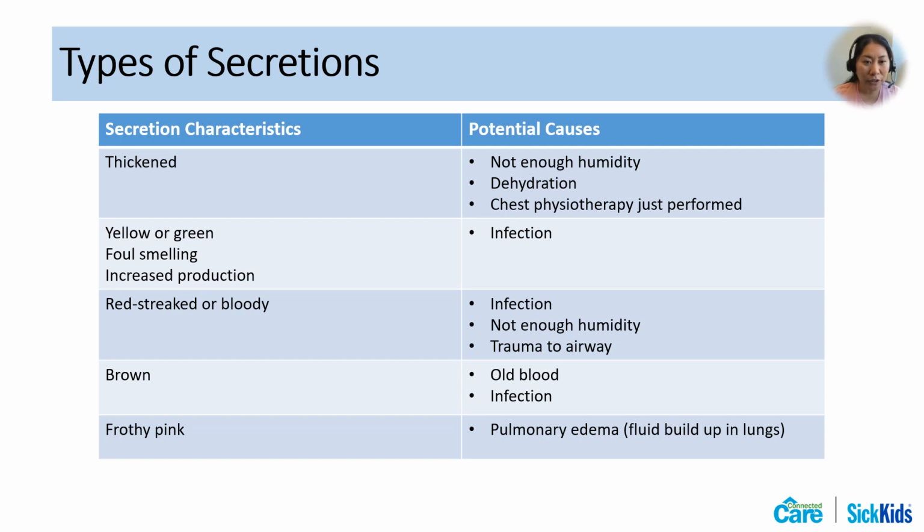The characteristics of secretions can give us a lot of information about the patient's clinical status. Thick secretions can be an indication of dehydration, chest physiotherapy just being performed, or even a lack of ambient humidity. Yellow, green, or foul-smelling secretions often indicate a respiratory infection. Blood in secretions can be a sign of airway trauma, a lack of humidity, or an infection. Brown-tinged secretions could be due to old blood or infection, and frothy pink secretions are a concerning indication of pulmonary edema or fluid buildup in the lungs.